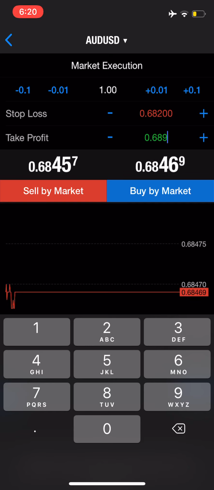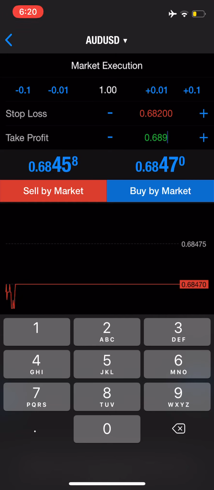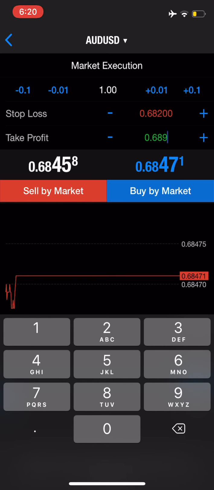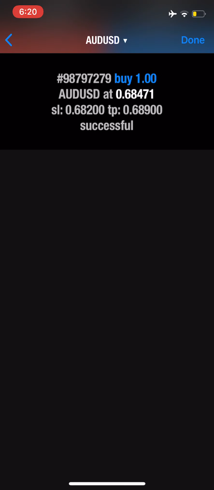This is your stop loss, right? You enter it in the stop loss. That's the price you're gonna get out at if we're wrong. And then your take profit is the price that we are taking our money, right? And then if it's a buy or sell, if I say it's a buy, you click buy.